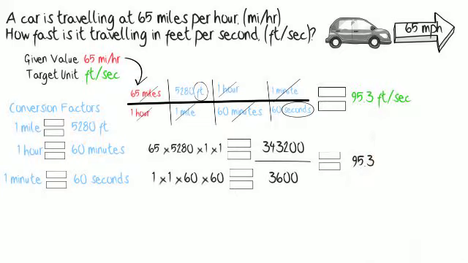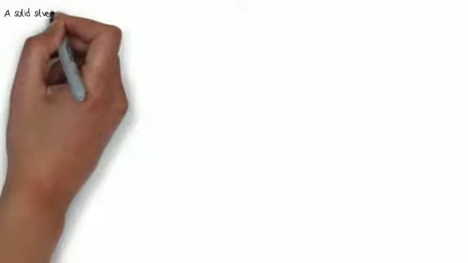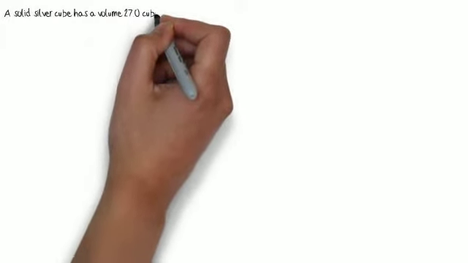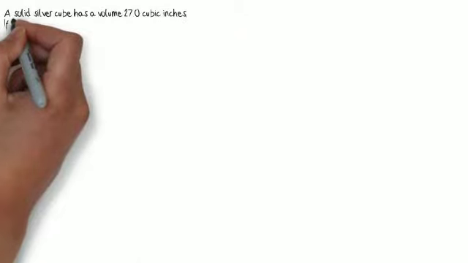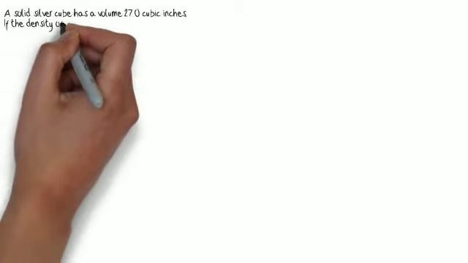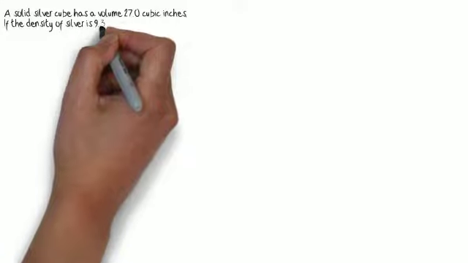A car going 65 miles per hour is traveling at 95.3 feet per second. So let's try another one here. Now this one is going to have a cubic unit. You're going to see how that has to be handled using dimension analysis.